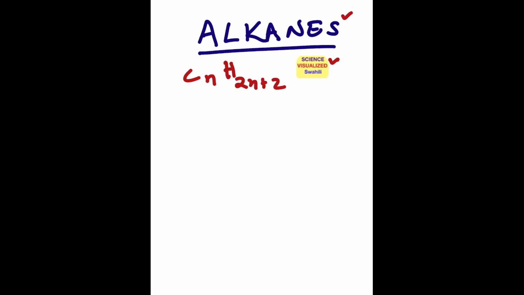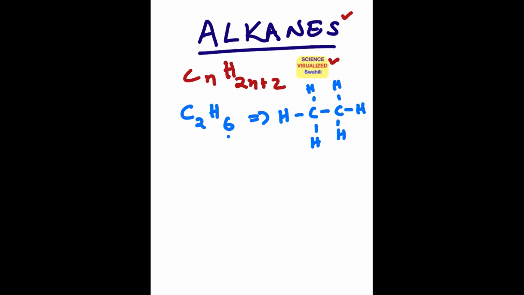Now, if n is 2, then the alkane for that will be C2H. 2 times 2 is 4, plus 2 gives you 6, and that can be drawn as 2 carbons. Carbon makes 4 bonds, so each carbon is connected to additional hydrogens, and if you count the number of hydrogens, it's going to be 6. So you have 2 carbons and 6 hydrogens. And the name for that alkane is called ethane.